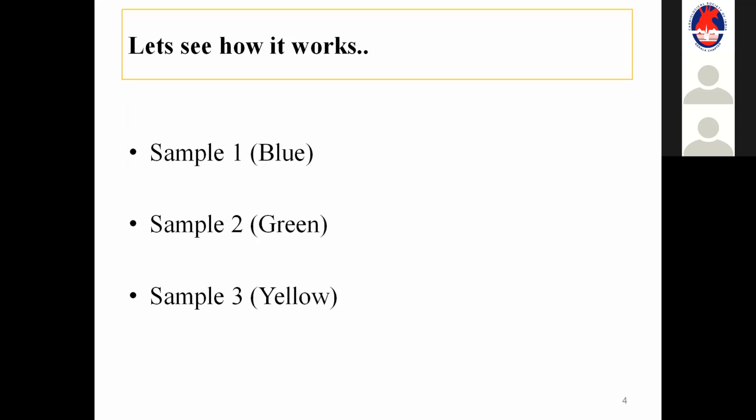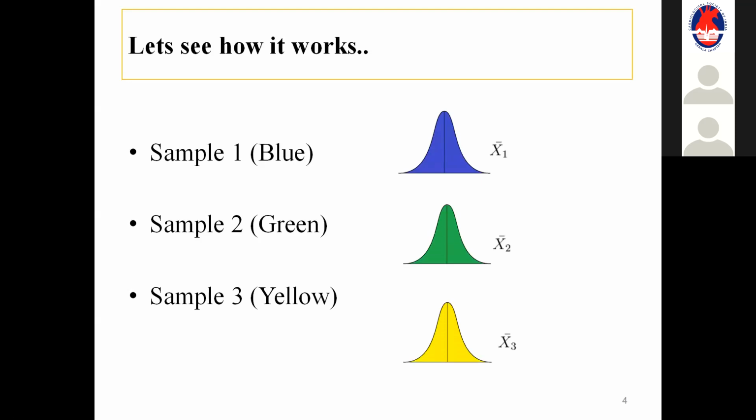I tried to avoid the maximum number of equations and just give a visual representation of how things work when we are doing ANOVA. Suppose we have three different samples: sample one blue, sample two green, and sample three yellow. All these samples have different means, say x1, x2, and x3. Let's assume that all of them are normally distributed. This is a very ideal situation, and we rarely find it in real life, but yeah.